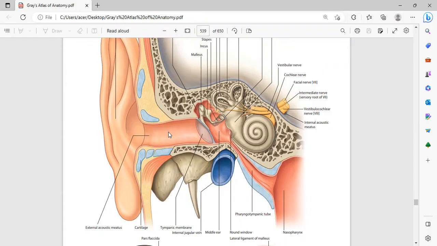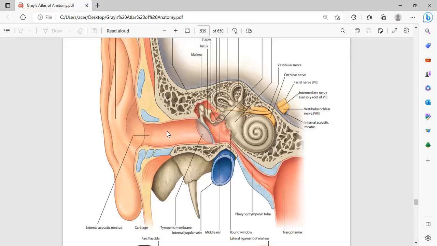Okay, and then the nerve supply is by the facial nerve through communication with the vagus, the great auricular nerve, which is a branch of ansa cervicalis, the auriculotemporal nerve, which is a branch of the mandibular nerve, and the auricular branch of vagus. So there are 4 nerves and 3 arteries, which supply the external ear.